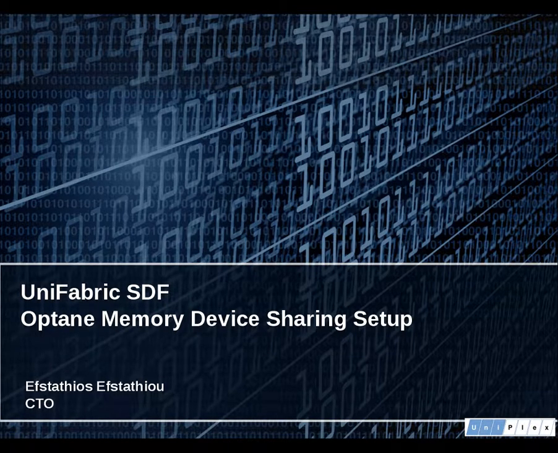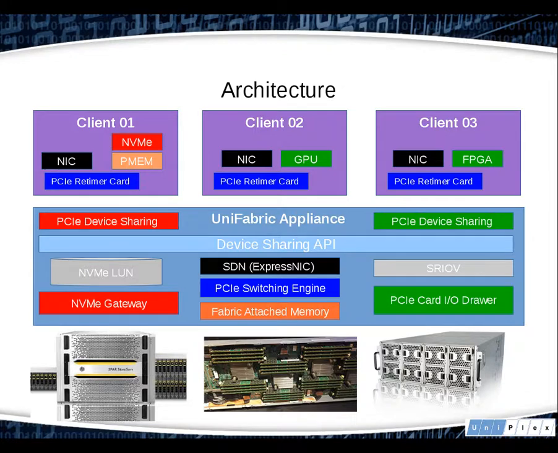Today we are going to make again a device sharing setup using our UniFabric software-defined fabric, which is allowing all kinds of customers to use their commodity off-the-shelf servers and turn them into device sharing fabrics. So, for those of you who haven't followed the series, just a bit of an overview of how UniFabric, or basically our appliance, is working. There are actually two ways.